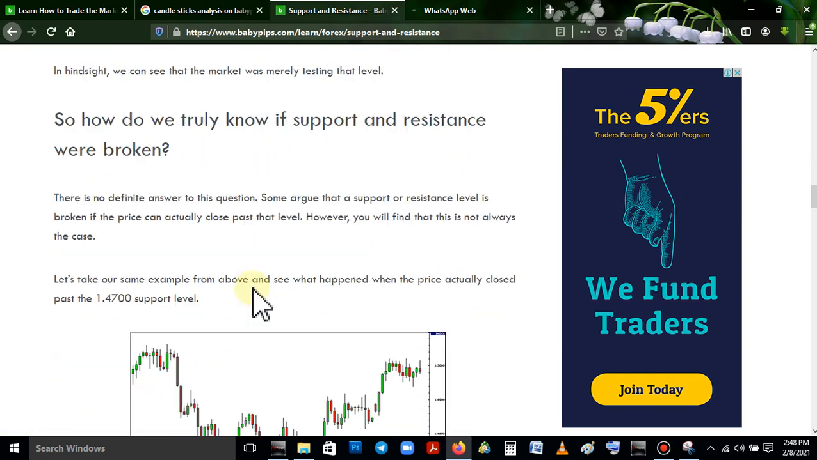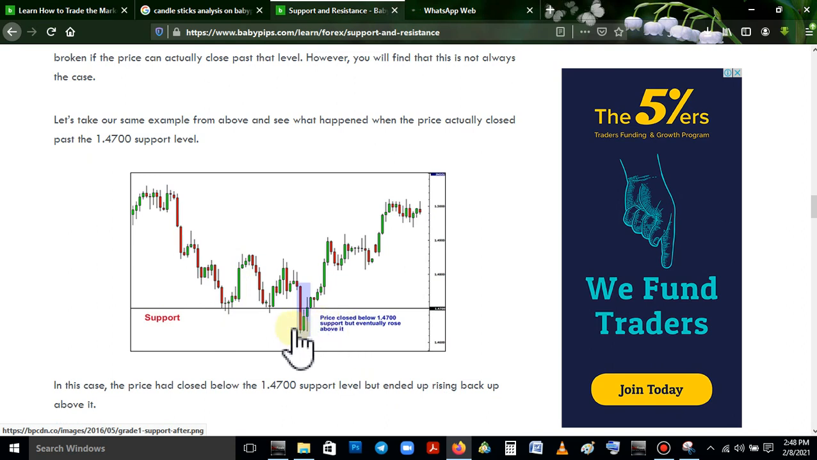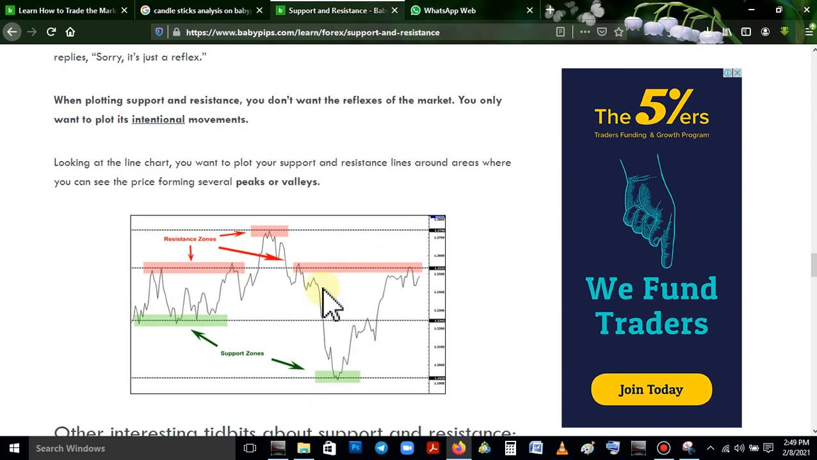So this is a support, irrespective of the fact that price broke here and came back. It supported there, so don't mind this break. Price closed below 1.4700 support, but eventually rose above it. These are noises, the noises we filter. Don't mind the fact that it went here and came back. Look at just what I showed you.